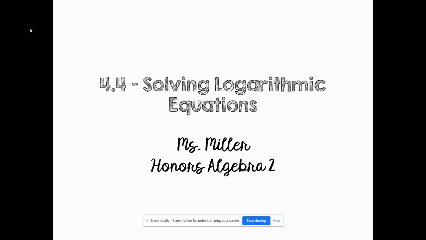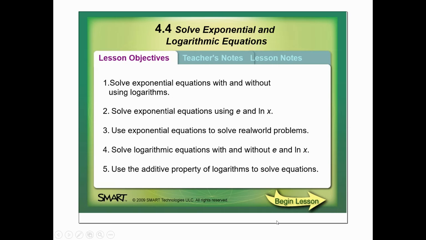Hey everyone, this is the second half of section 4 for chapter 4, solving logarithmic equations. And in my opinion, I actually think solving logarithmic equations might be a little bit easier than the exponential, but you can watch this video and find out for yourself. So let's dive right into it.